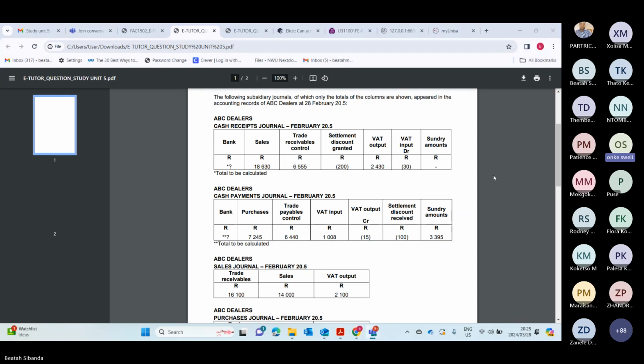In the cash receipts journal, we had to calculate the total for bank, right? When we do our normal journals, bank is the full amount, and then sales is the amount excluding VAT. But over here, you calculated everything for bank. You calculated sales plus trade receivables plus settlement, this a minor settlement, and then plus VAT.